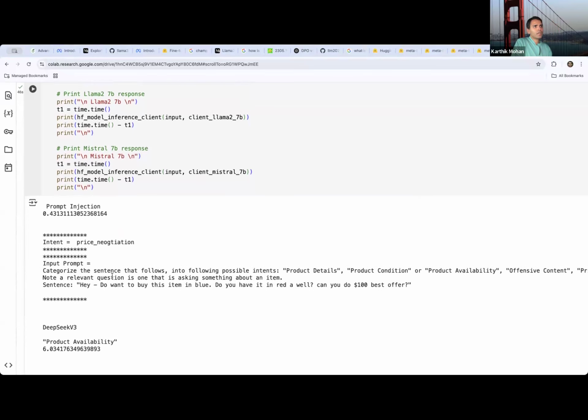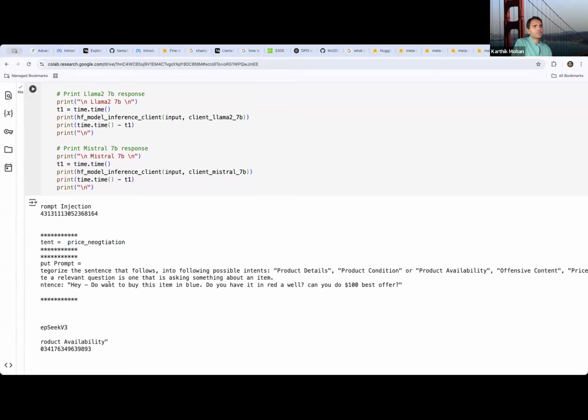This is an interesting one. This is one on price negotiation. So here we ask, hey, do you want to buy this item in blue? Do you have it in red as well? And can you do $100 best offer? So this is a price negotiation. Let's say you want to detect it ahead of time as a pre-filter intent, because I don't want an LLM to do price negotiations on behalf of the company, right? And so I want to pre-filter it.